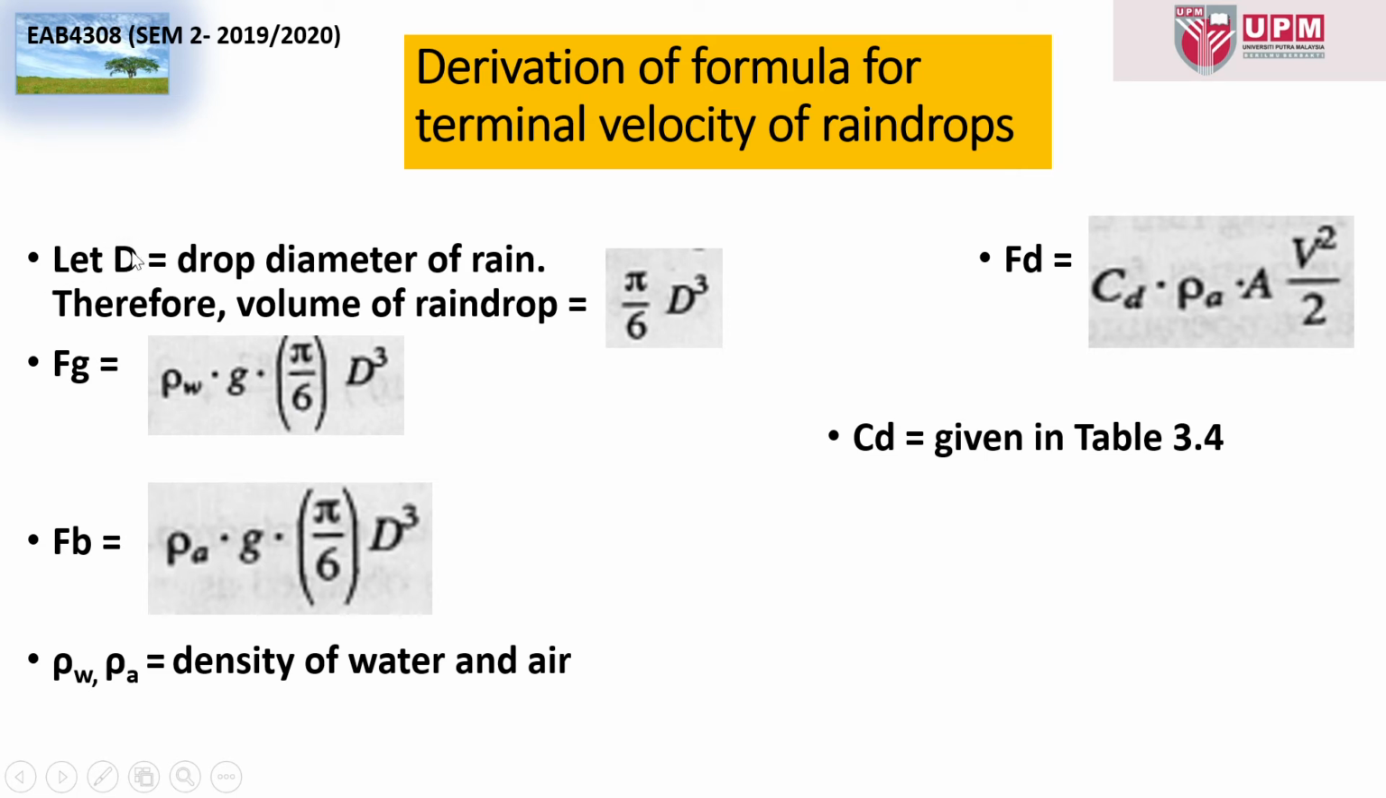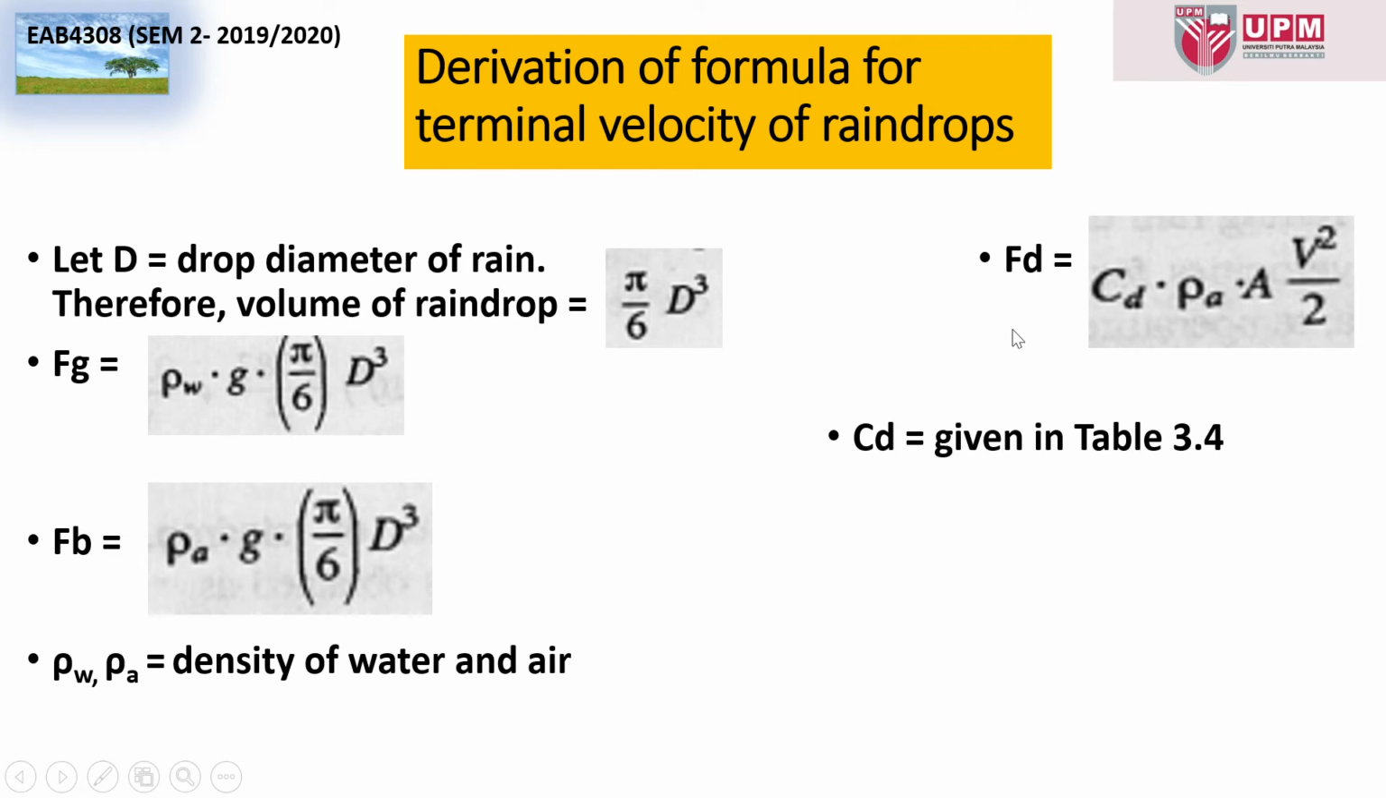Let D equal the drop diameter of rain. Therefore, the volume of a raindrop is equal to pi over 6 D to the power of 3. From this formula of volume of raindrop, force of gravity is equal to this equation, and force of buoyancy is equal to this equation, where these are the density of water and the density of air.